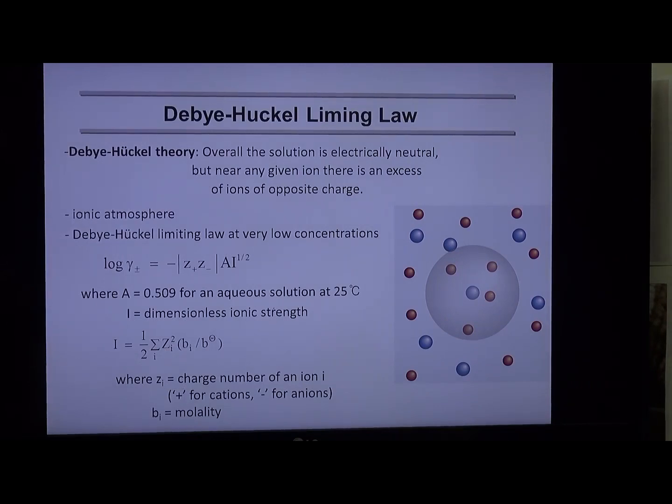So, as I mentioned, the interaction between the cation and anion is very large. They have very strong and very long range interactions. So the behavior of an ionic solution is quite different from an ideal solution. So to describe the ionic solution, we use the Debye-Hückel theory.